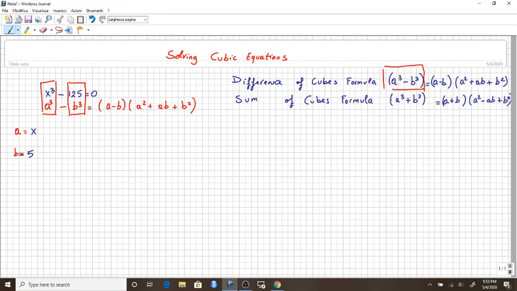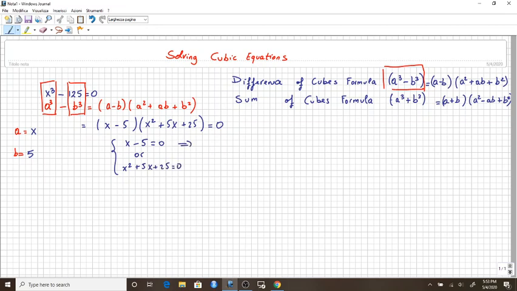Okay? Once you find a and b, the only thing you need to do is plug them into this formula. So what's a minus b? Well, a minus b becomes x minus 5, so now I plug it in, right? And then a squared is the square of x, which is x squared. ab is the product of these two, which is 5x. And b squared is the square of 5, which is 25. So now we're going to set this equal to 0, and we're going to solve it. This is the product of two terms equal to 0 when either x minus 5 is equal to 0, or when x squared plus 5x plus 25 is equal to 0.